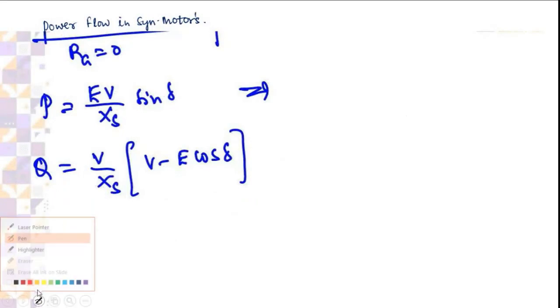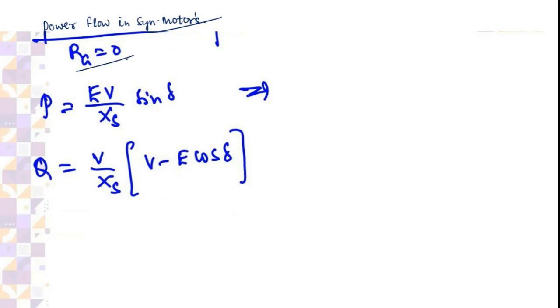Now, similarly, the power flow in synchronous motors also. If armature resistance is negligible, then the active power drawn by the synchronous motor and the reactive power drawn by the synchronous motor will be like this. There is a small change in reactive power. In the generator, it is E cos delta minus V. In the motor, it will be V minus E cos delta. So that's a difference you need to understand.